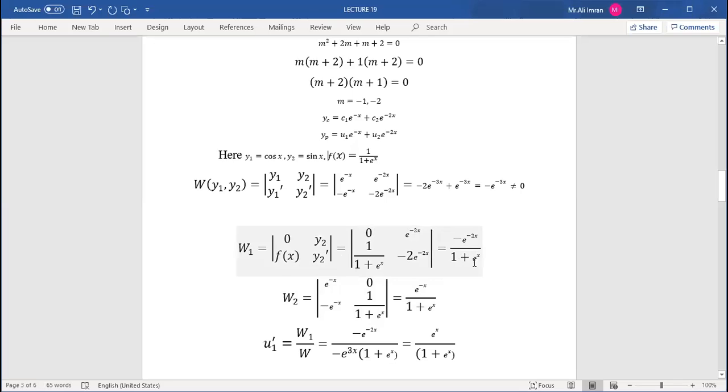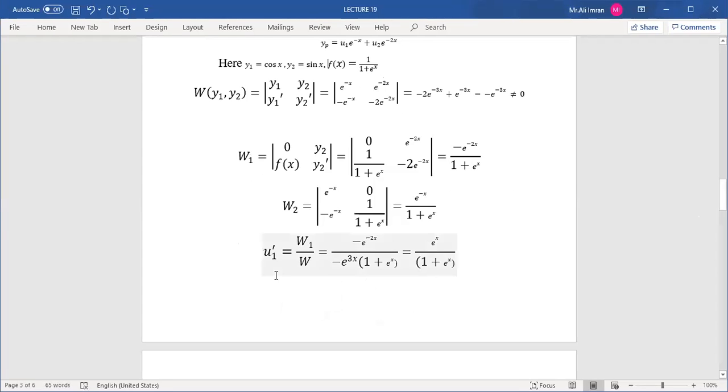Now we will find W2. The first column will be the same as W, e power minus x, its derivative minus e power minus x, and the second column will be replaced with 0, f(x), where f(x) is equal to 1 divided by 1 plus e power x, and we will get e power minus x divided by 1 plus e power x.